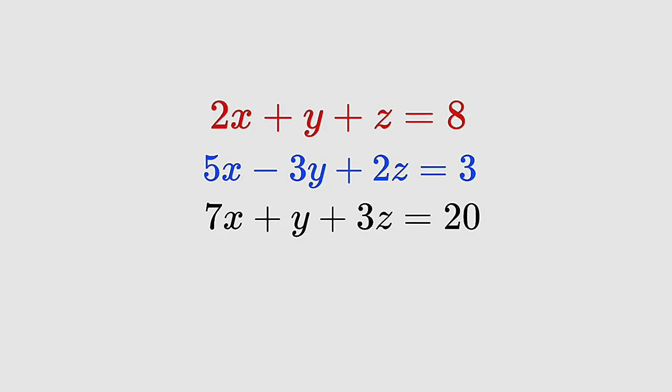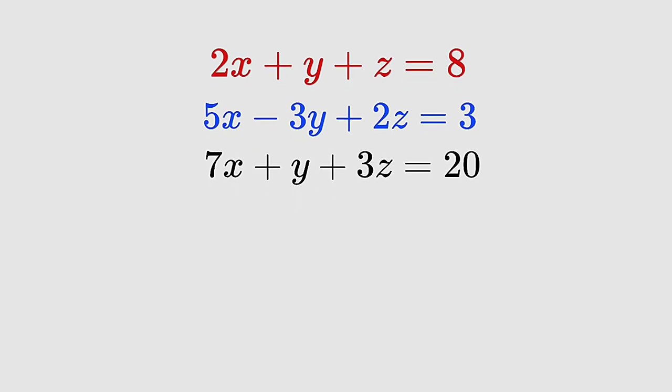Hello everyone, we have a system of linear equations involving three unknown variables. Before we start, which method do you think is the best? For me, I'm going to try Cramer's rule. Alright, according to Cramer's rule, I'm going to take it step by step.